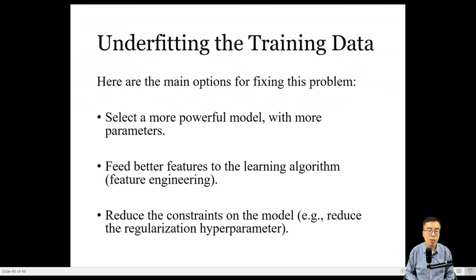In comparison to overfitting, underfitting possibly has easier solutions. First, we can select more powerful models with more parameters. We can also feed better features to the learning algorithm using a feature engineering approach. We can also reduce the constraints or regularization on the model.